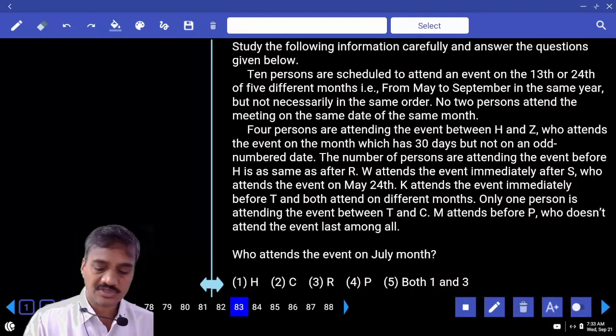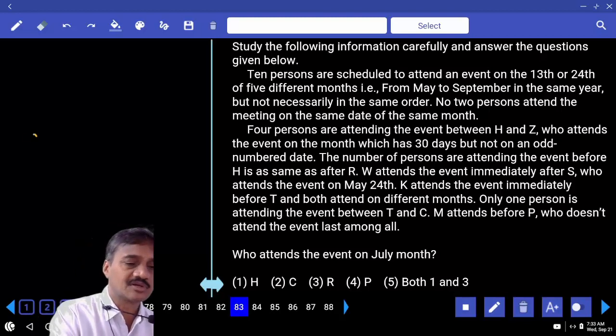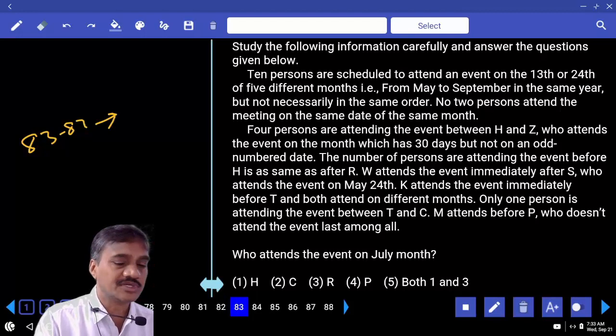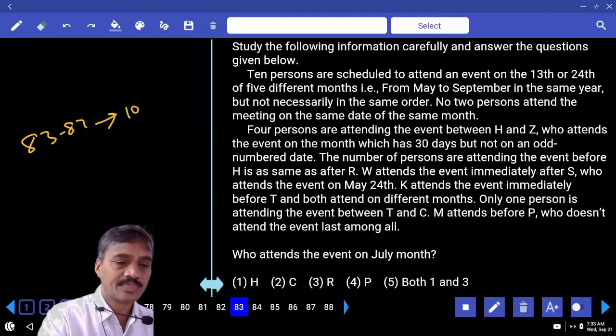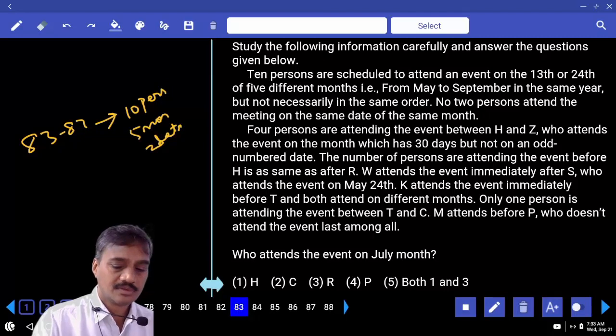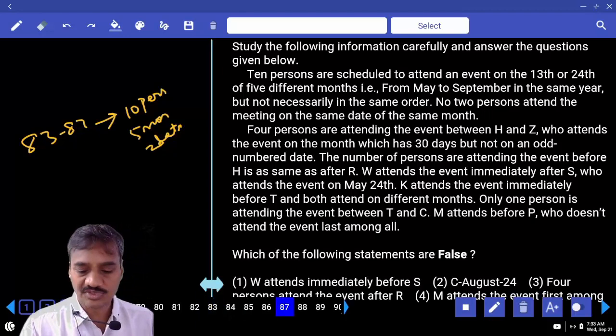And what are the questions we are keeping aside? 83 to 87. Then what do you do, write 83 to 87 on the side. And what are those questions, 83 to 87? And 10 persons and 5 months, that's all, 2 days. Then next one, 83 to how many questions were there, 87.